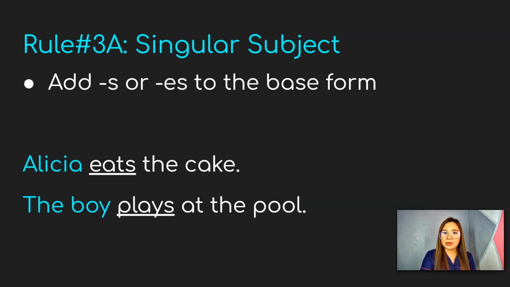For our rule number 3a, we are going to add s or es to the base form of the verb if we have a singular subject. And again, singular means only one. Let's have some examples. Alicia eats the cake. For this one, we have just one subject, which is Alicia. Next, the boy plays at the pool. For our second sentence, we only have just one subject or noun, which is the boy. That is why for both sentences, I added s to the base form of the word.